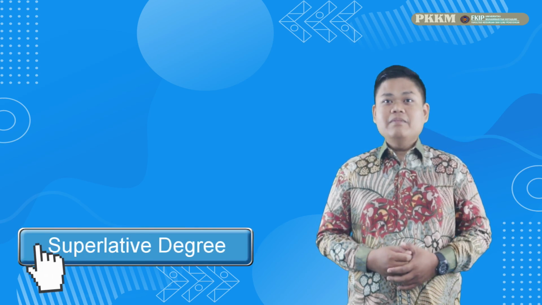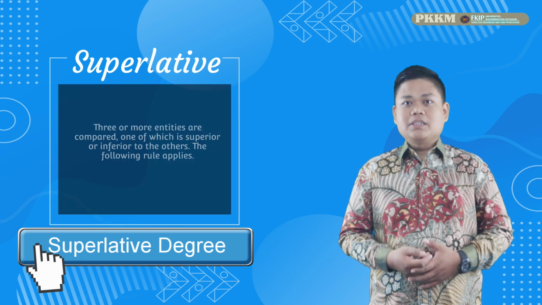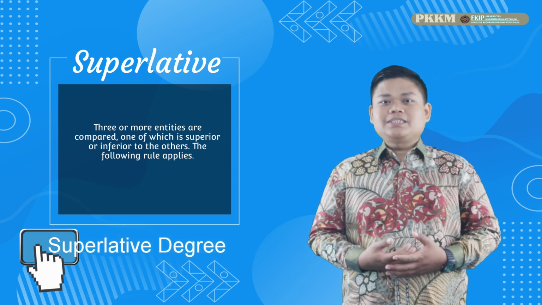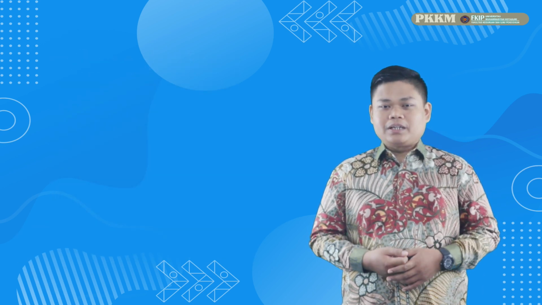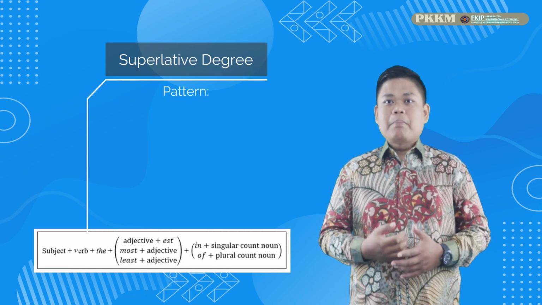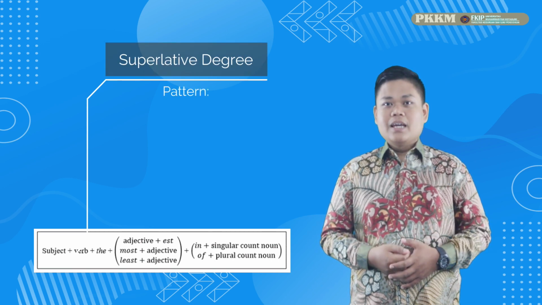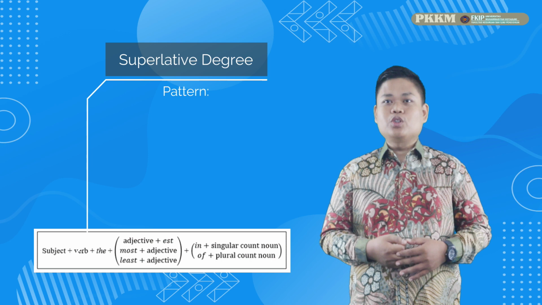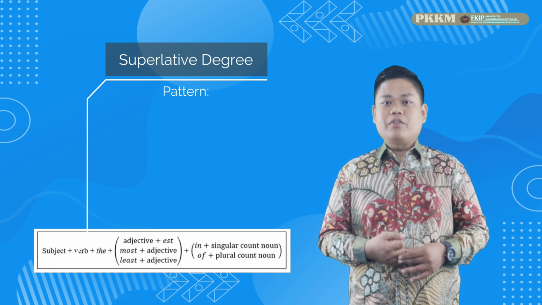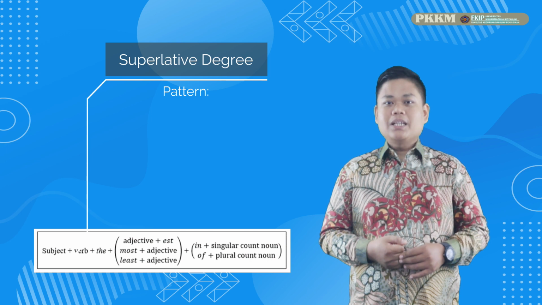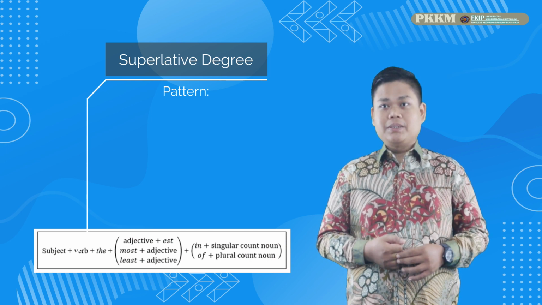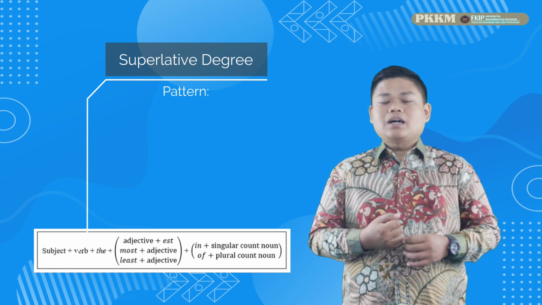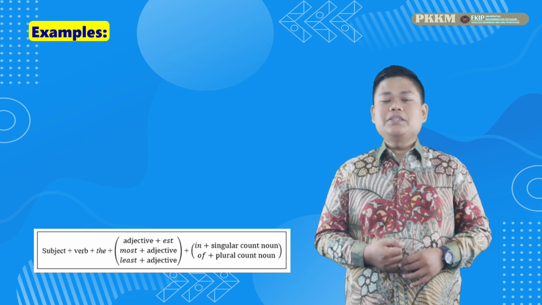In superlative degree, there are more entities compared, one of which is superior or inferior to the others. In constructing this degree, we have to use the following pattern. The pattern is subject plus verb plus the plus adjective plus est when the word consists of one or two syllables, and most plus adjective or least plus adjective when the word has more than three syllables, plus in plus singular countable noun, and plus of plus plural countable noun.